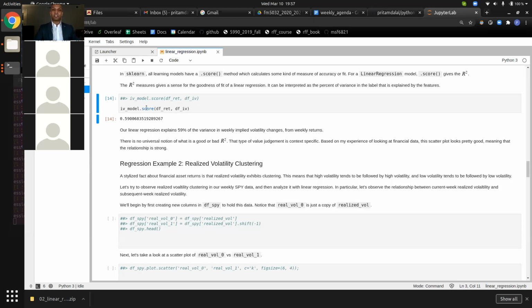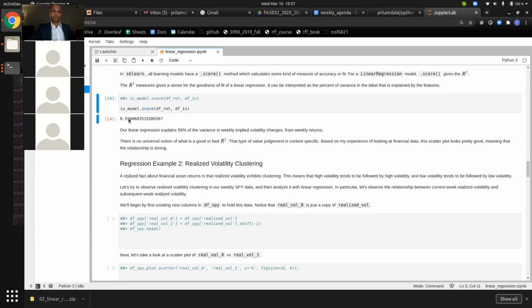So is this good? Is this a good R squared? Really there is no universal notion of what is a good or bad R squared. It's really context dependent. If you're doing regression in, I don't know, a particle physics context, you would probably expect R squareds very, very close to 100 or 1. I would say in finance, an R squared of 0.59 is pretty strong. And if you're in psychology or some other social science, an R squared of 25% might be considered strong. So it really does depend on context.